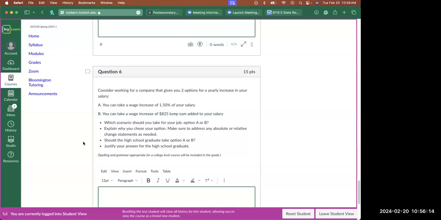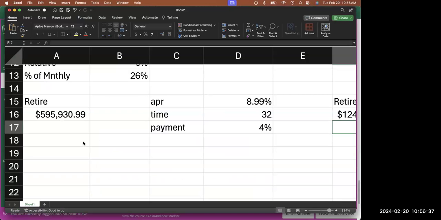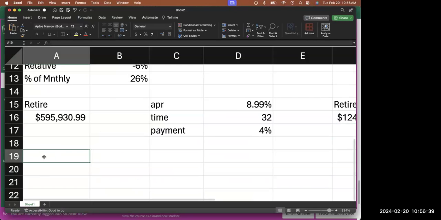All right. Number 6, consider working for a company that gives you two options for a yearly increase in your salary. You take a wage increase of 1.5% or you take a lump sum of $825. What scenario should you take for your job, A or B? Explain why you chose your option. Should the high school graduate take A or B? Justify your answer.